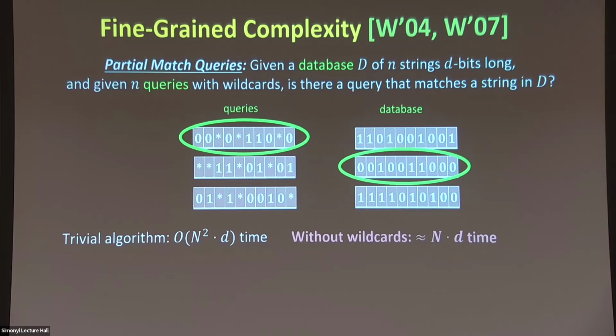When you ask, is there a query that matches, do you mean finding, does it exist, or do you want to exhibit it?